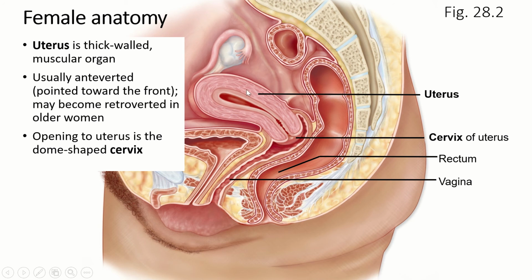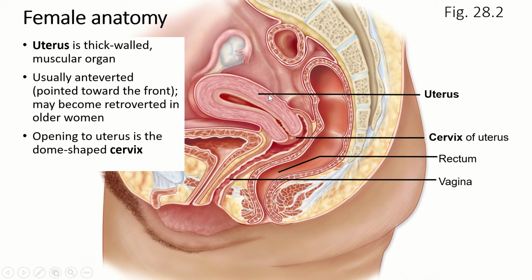The uterus is this organ here. It has a really, really thick wall and usually is anteverted, meaning that it folds toward the front. Sometimes in women after they have been pregnant, it will be retroverted. Often that's not a problem, but it can cause problems sometimes in second pregnancies. The opening to the uterus is called the cervix, and it's actually this whole thing. The cervical canal is this whole part. Remember, cervix means neck, so this opening is the neck of the uterus.